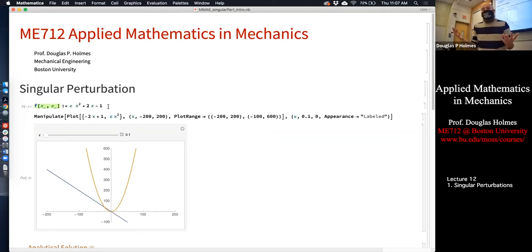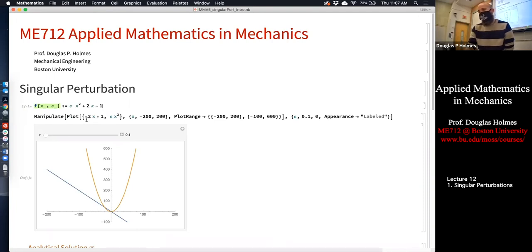Let's visually look at what this means and what this looks like. So what I've done is I've created this fancy plot, which allows me to choose my epsilon and then kind of slide it. If you load this up, it's going to say, this Mathematica notebook contains things that might be harmful to your computer. Should I enable dynamics? And you can click yes. This is something I made, so it's safe.